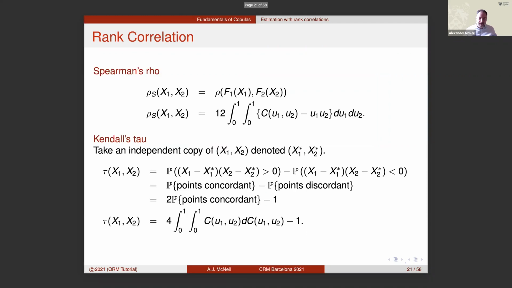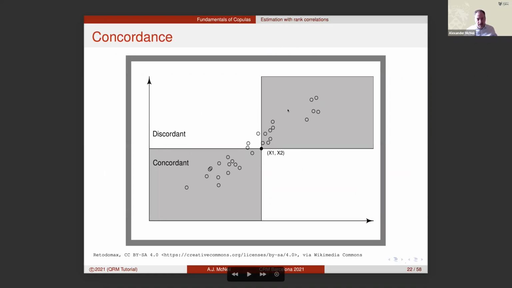If I pick x1, x2, and let's suppose I pick that one. Every point here is a point from a distribution, and I fix one of them. So the sets of points which are concordant with x1, x2 are either in the top gray square or the bottom gray square. It's concordant because if the x coordinate is bigger, the y coordinate is bigger. That's all it is. Or if the x coordinate is smaller, then the y coordinate is smaller.